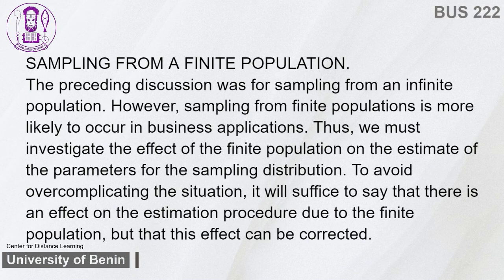Sampling from a finite population. The preceding discussion was for sampling from an infinite population. However, sampling from finite populations is more likely to occur in business applications. Thus, we must investigate the effect of the finite population on the estimate of the parameters for the sampling distribution. To avoid overcomplicating the situation, it will suffice to say that there is an effect on the estimation procedure due to the finite population, but that this effect can be corrected.